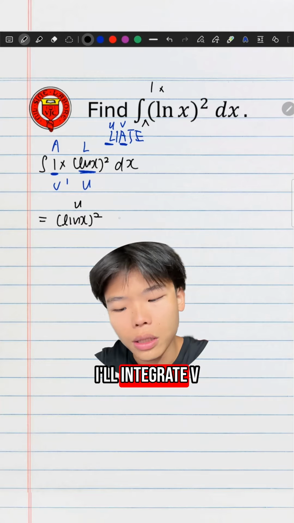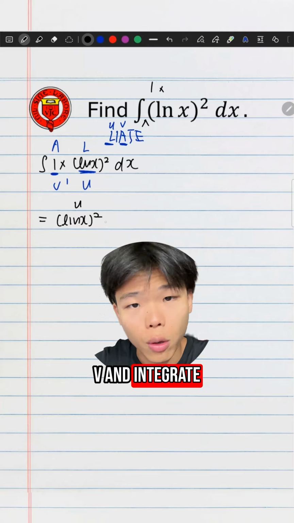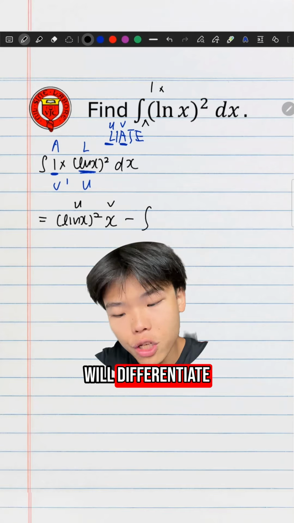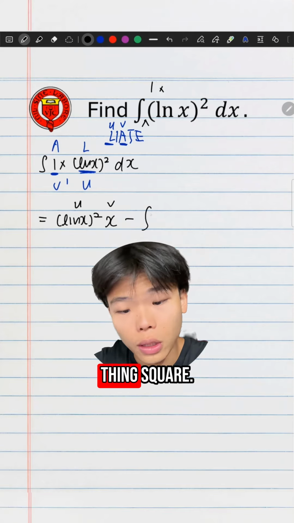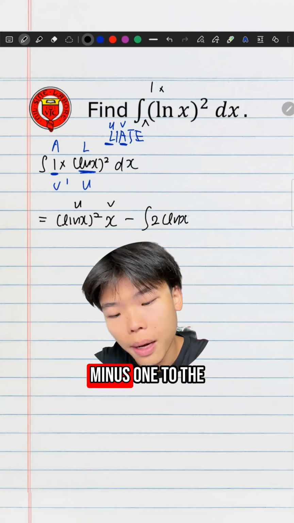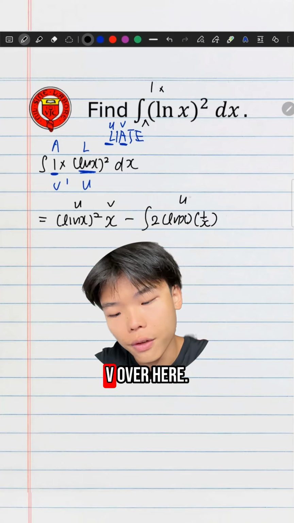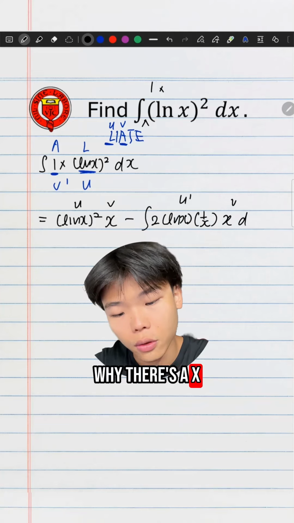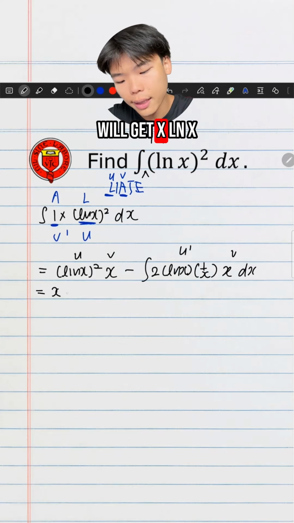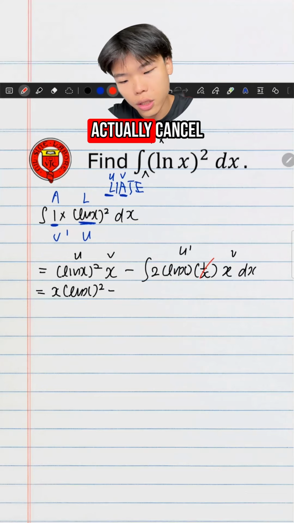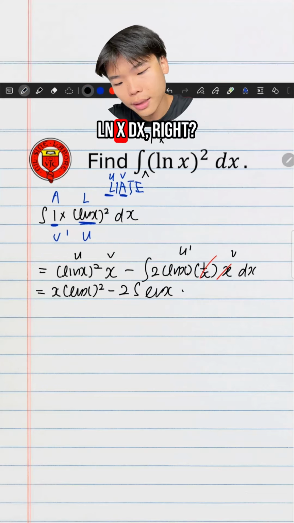This is u, and then I'll integrate v prime to give me v, and integrate 1, I'll get x over here. So this is v, minus integrate, then I will differentiate my u. So differentiate (ln x)^2, I bring down the power, and then I minus 1 from the power, and then I differentiate inside, right? And don't forget, after that you still got your v over here. So v, that's why there's an x over here, dx. So therefore I will get x (ln x)^2 minus, then you realize that these two actually cancel each other out. So what I'm left with is just 2 integrate ln x dx, right?